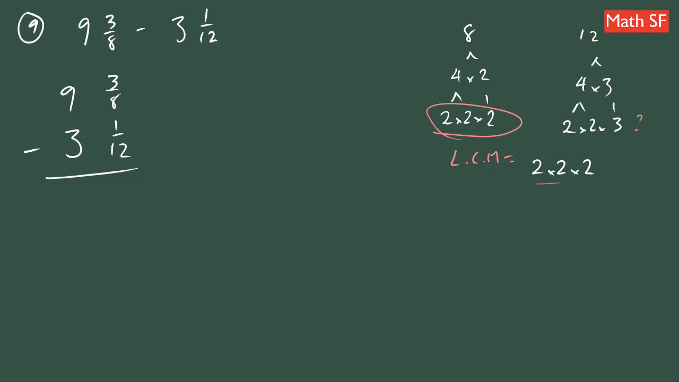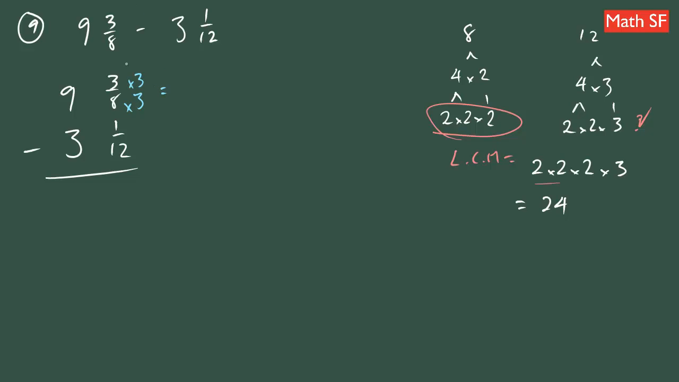Do I have a 3? I don't have a 3 there, so I must add a 3. So now I can say yes, I do have all of these. Therefore your LCM should be 2 times 2 times 2, which was the 8. 8 times 3 should be 24. So you want to have equivalent fractions that have denominator 24.